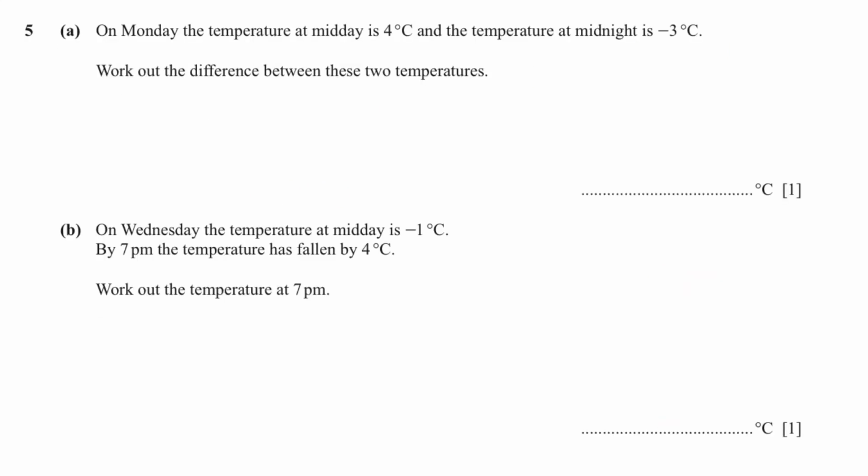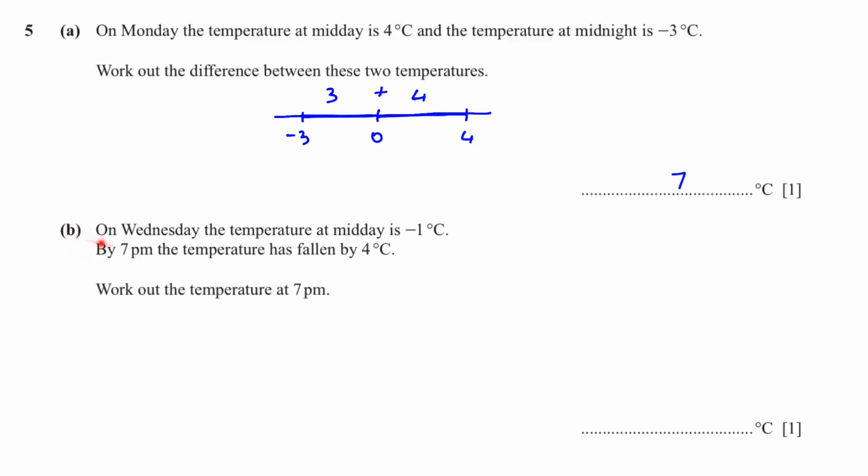Question number 5. On Monday, the temperature at midday is 4 degrees centigrade and the temperature at midnight is negative 3 degrees centigrade. Work out the difference between these two temperatures. Many children make mistakes in this simple question. Draw a number line. That's the easiest way to solve. This is 0, negative 3 is here, and 4 is here. Now the difference between 0 and negative 3 is 3, and the difference between 0 and 4 is 4. So what is the temperature difference? 3 plus 4, 7 degrees centigrade.